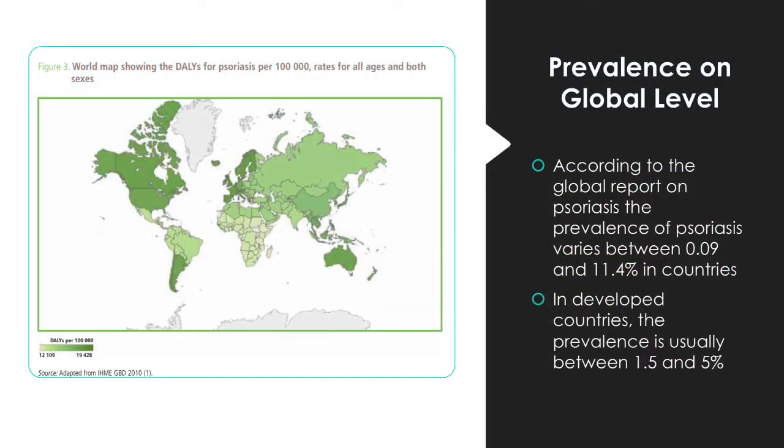Looking more closely at the prevalence of psoriasis on a global level, according to the Global Report on Psoriasis, the prevalence of psoriasis varies between 0.09 and 11.4% in countries. In developed countries, the prevalence is usually between 1.5 and 5%. And the graph on the left is showing the world map of the rates per 100,000 people of psoriasis for all ages and both sexes.